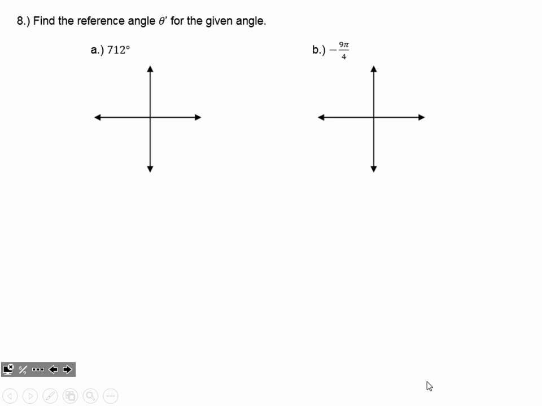Number 8 says find the reference angle theta prime for the given angle. Letter A, 712 degrees. Well, I'm going to start by drawing it in standard position. A full circle is 360. A second full circle would be 720, so I'm stopping just short of that. There's the terminal side. Okay, to draw the reference triangle, I connect that to the positive x-axis, and notice that that angle is going to happen between that positive x-axis and my terminal side.